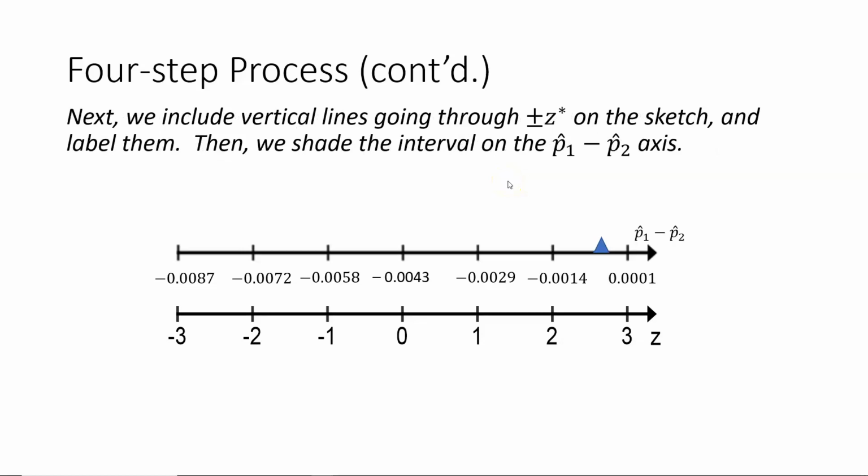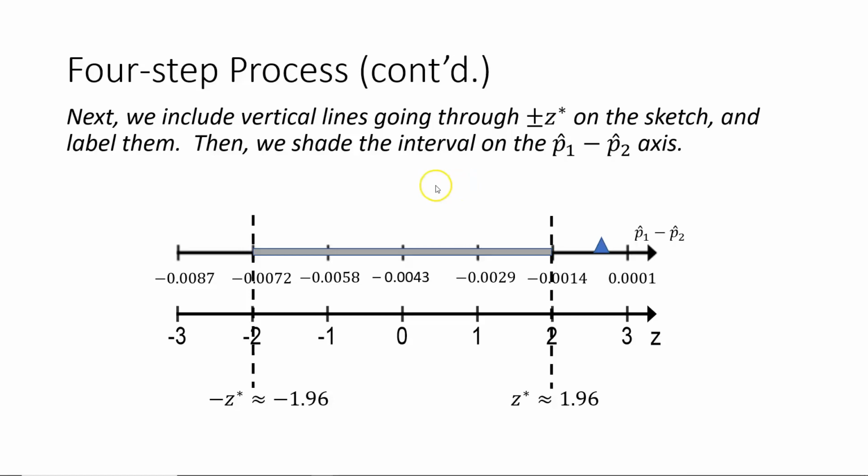Okay, the next thing we're going to do is include vertical lines going through plus and minus z asterisk on the sketch. I'm going to label those, which I've done on the slide. And then I'm going to shade the interval between those two vertical lines. And I've gone ahead and done that, as you can see on my sketch. Now, although I've shown the vertical lines as being dashed, I did that only for illustration purposes. You should draw those as being solid lines when you draw your own sketches.